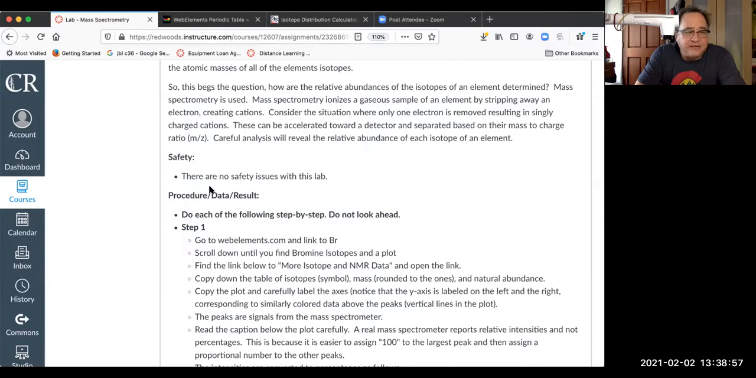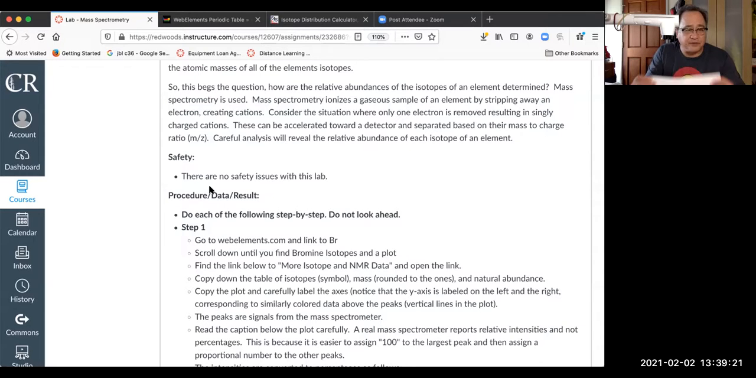The only real safety issue with this lab is that it is a very intensive lab for thinking. And so you may want to poke your eye out with a pencil. There's going to be a lot of thinking here in the next hour. Okay, so that's the safety.